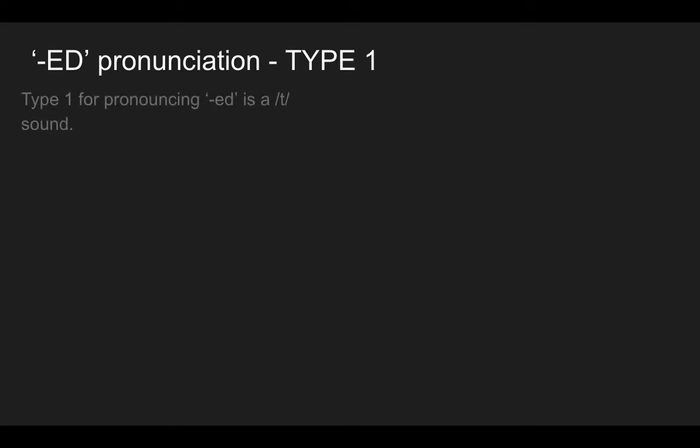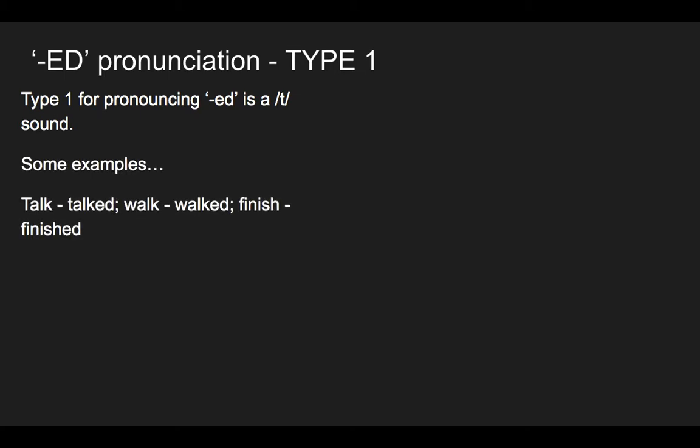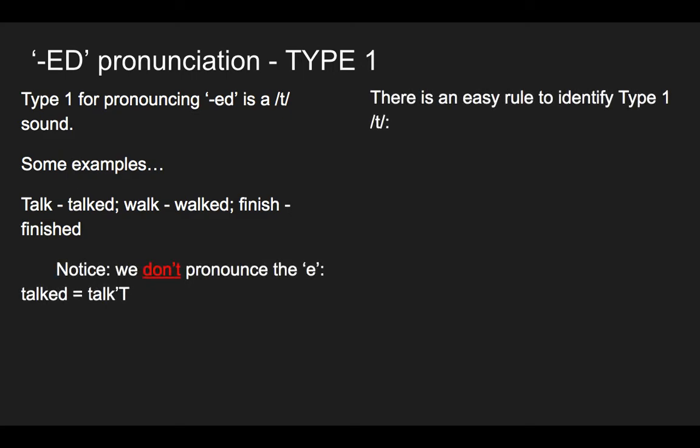Ed, type 1, the t sound. Some examples: talk, talked, walk, walked, finish, finished. I have talked, I have walked, I have finished. We don't pronounce this e, so we say kt. Not talk-ed, but talked. So I have talked, or I've talked.